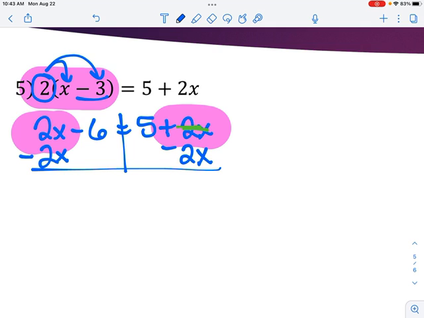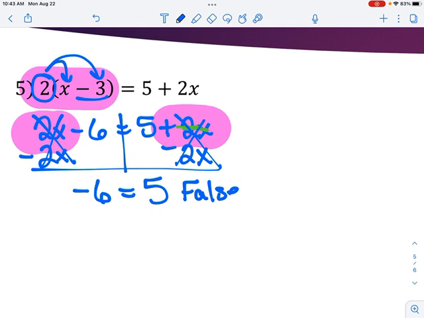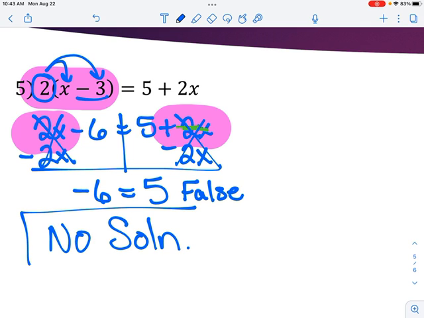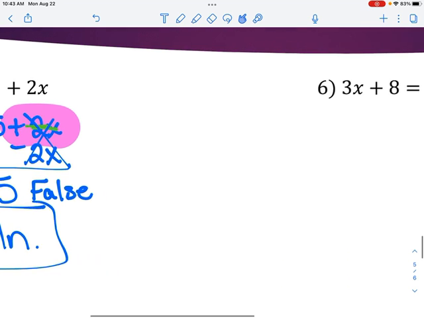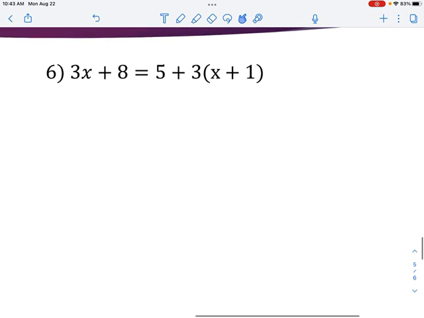Now, here's where this changes. So 2x minus 2x, those are gone, so I get -6. Over on this side, 2x minus 2x, those are gone, so I get a 5. Now, if you notice, that is a false answer. So therefore, what we would write is this is a no solution answer, meaning there is no number that if we plug back into the original equation would make that true.